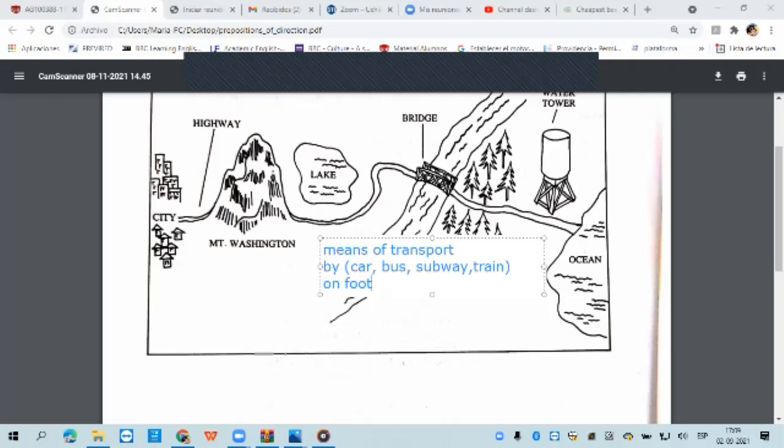So in bicycle is in bicycle? No, it's on bicycle. Because it's a surface, and you travel on that. Actually, I don't know if it's because you can walk. It's because it's a surface and you travel on that. You say on a bike, on a motorcycle. Okay? Any other question?